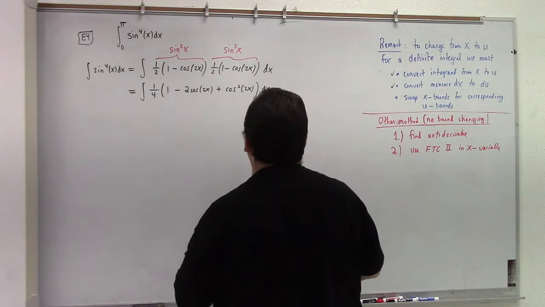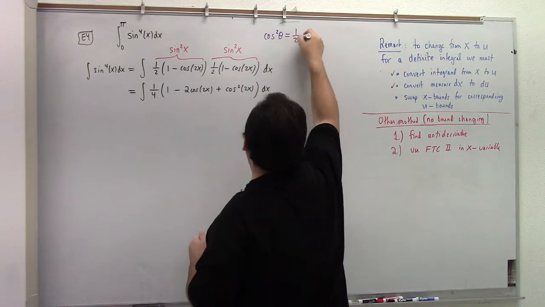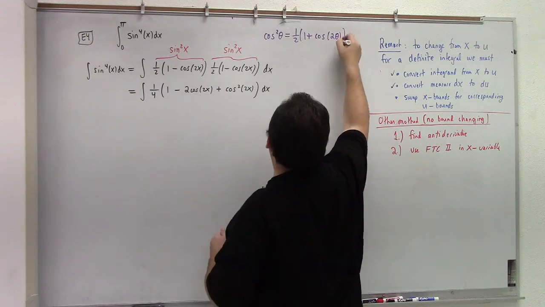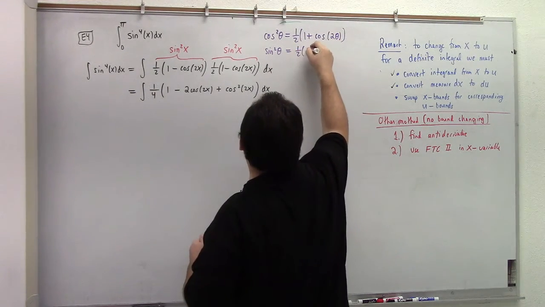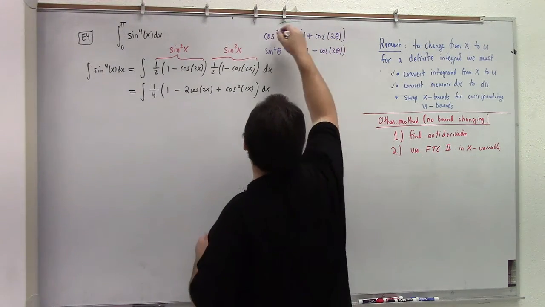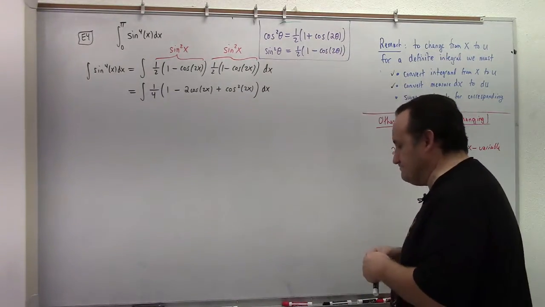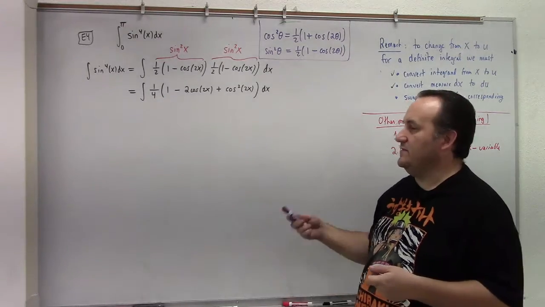So reminder, cosine squared theta is 1/2 of 1 plus the cosine of 2 theta, right? In contrast, sine squared theta, which I just used, is 1/2 of 1 minus the cosine of 2 theta. So these you've got to know. If you don't know these, you're kind of stuck on these kinds of integrals, unfortunately. So what can I do to the cosine squared?